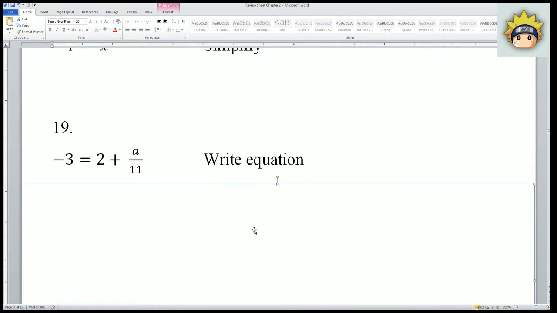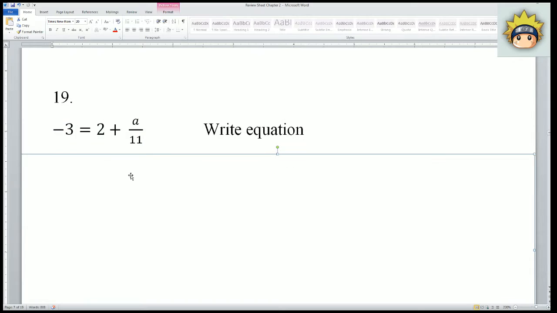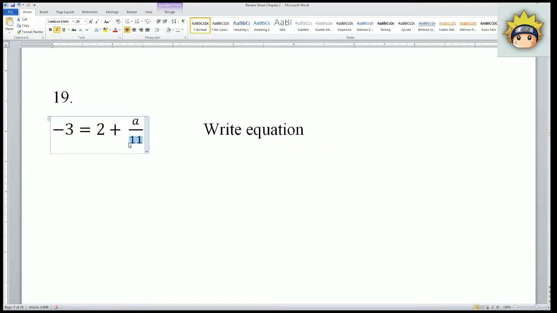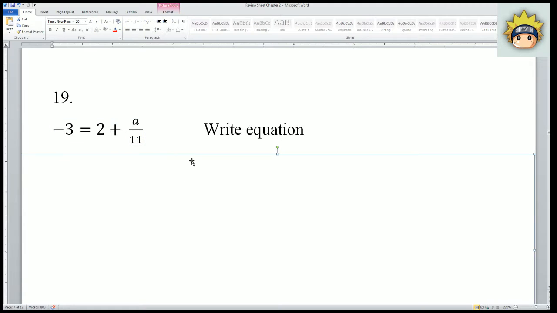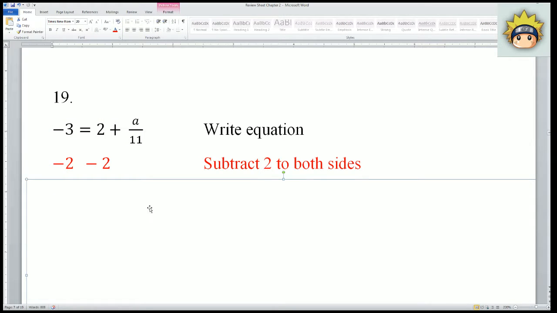19 gets us negative 3 is equal to 2 plus a over 11. My first step is always to rewrite the equation. Alright, I have a couple of things I could do here. I could get rid of this divide by 11, or I can get rid of this 2. We do the most outside thing first, right? So this 2 I have to get rid of. What is the opposite of 2, right? This is a positive 2. It is to subtract 2. Subtract 2 from both sides.